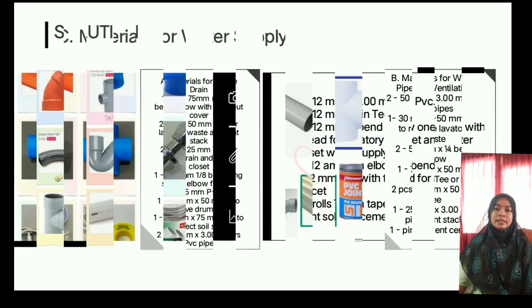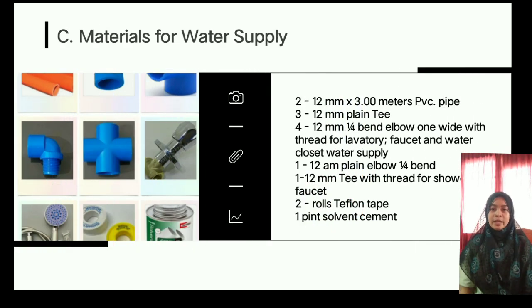Next is C, which is the materials for water supply. We need two 12 mm by 3 meters PVC pipes, 3 pieces of 12 mm plain T, 4 pieces of 12 mm 1/4 bend elbow, 1 wye with thread for lavatory, faucet, and water closet supply. Also 1 piece of 12 mm plain elbow, 1/4 bend, 12 mm T with thread for shower and faucet, and also 2 rolls of Teflon tape, and 1 pint solvent cement.